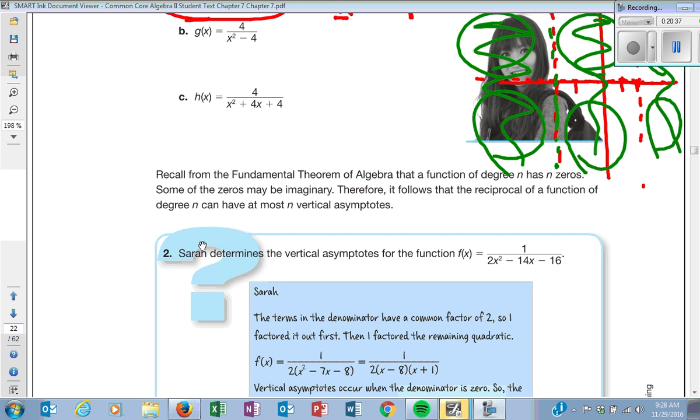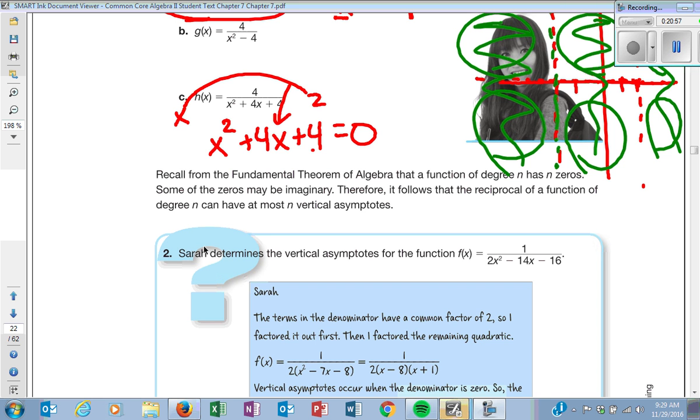So here we go. This says vertical asymptotes, x squared plus 4x plus 4. I need to see when it equals 0. In order to do that, I'm going to have to factor. I realize this has a square root, which is x. This is a square root, which is 2. This times this is 2x, times 2 is 4x. We have a perfect square.